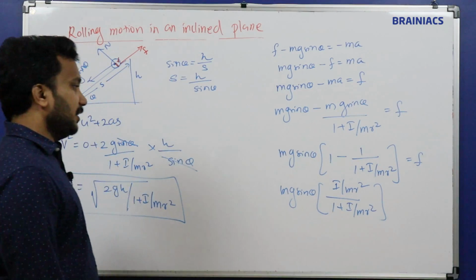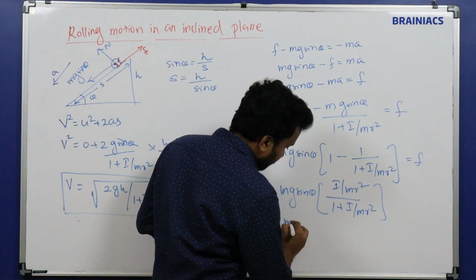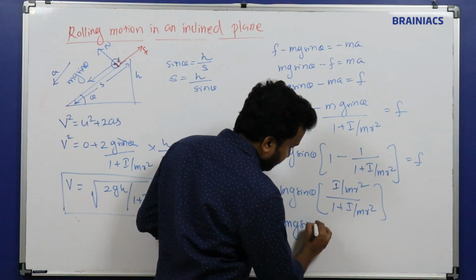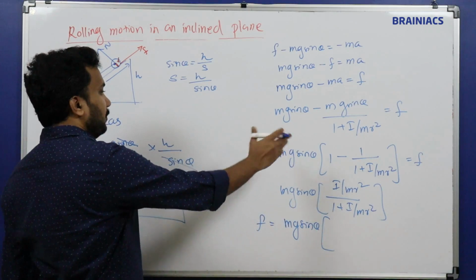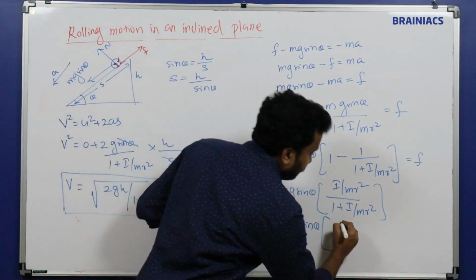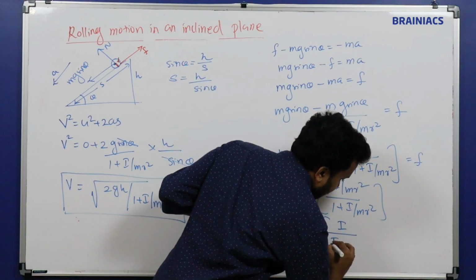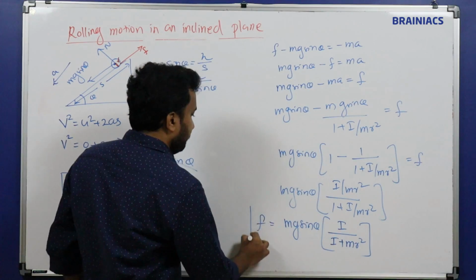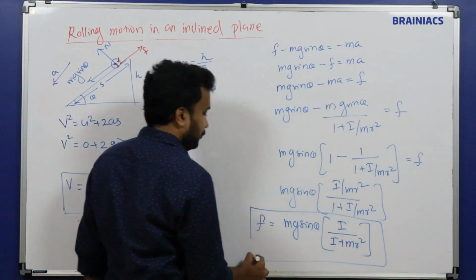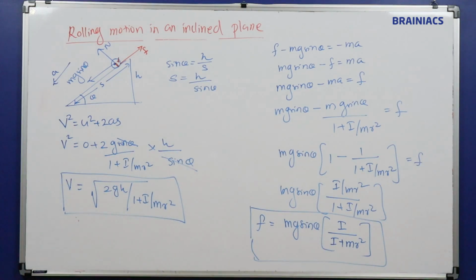Multiplying numerator and denominator by mr square, what will we get? Frictional force will be equal to mg sin theta multiplied by I divided by I plus mr square. This is the value of the frictional force.